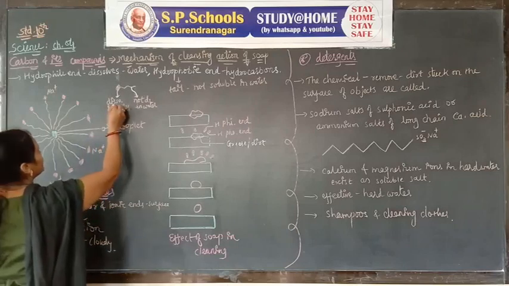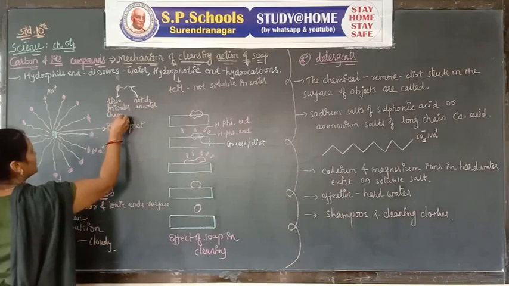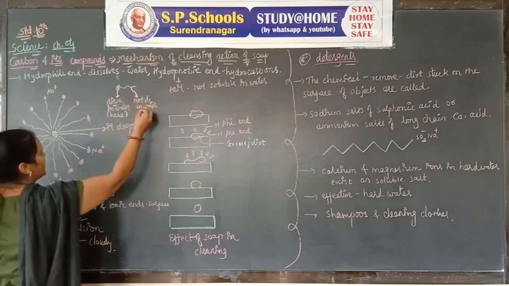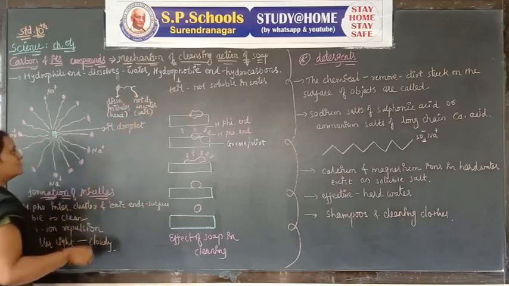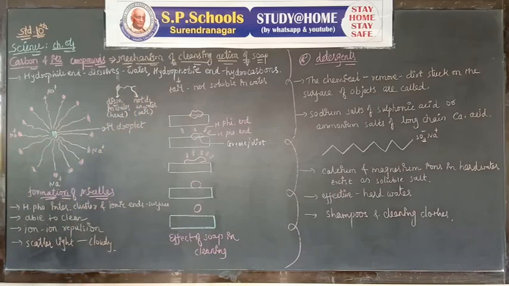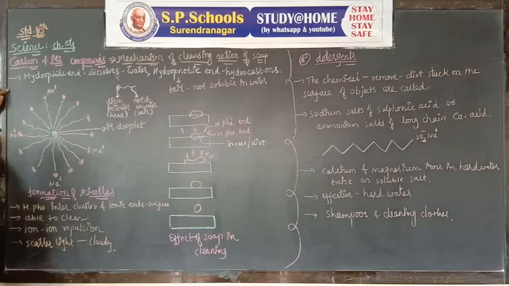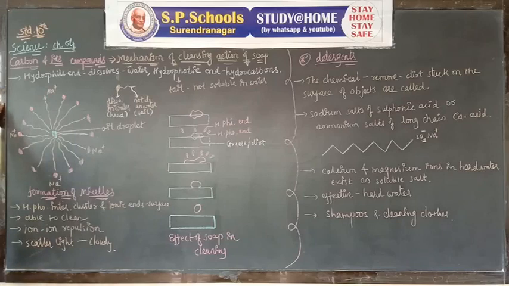The hydrophilic head can be dissolved in water and the hydrophobic tail cannot dissolve in water. The hydrophilic end can dissolve in water, while the hydrophobic end cannot, because the hydrophobic end is made of hydrocarbons, so the tail is not soluble in water.